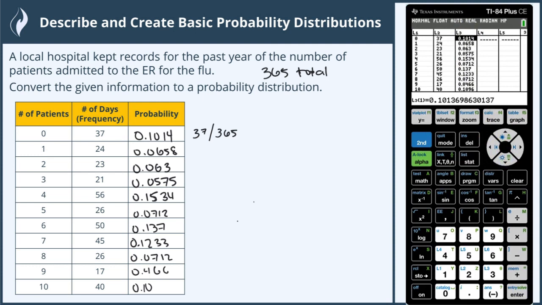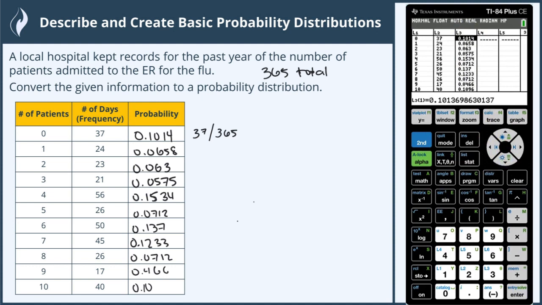By the way, if I did 37 out of 365, I should get the same thing as this. If I do 24 out of 365, I should get the same thing as this, and so on and so forth. So again, like I said, it's preference. Obviously, this did it very quickly. So if I need the whole table, it might be faster to use my TI-84. But if I only need one of these, it's probably faster just to do it by hand.